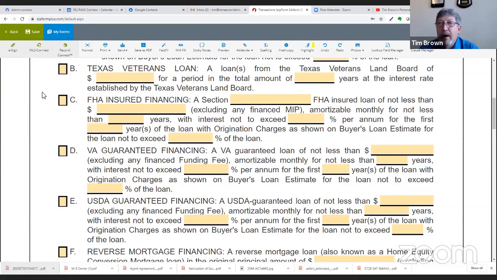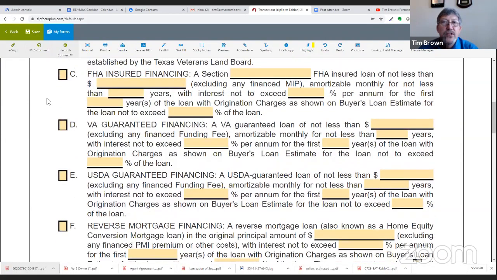So if your buyer is spending $300,000 for 300 acres or whatever, and they want to use their TBLB, they can use it for the first $150,000, and then they'll have to qualify for another loan on top of that. All right, subparagraph C, FHA financing.